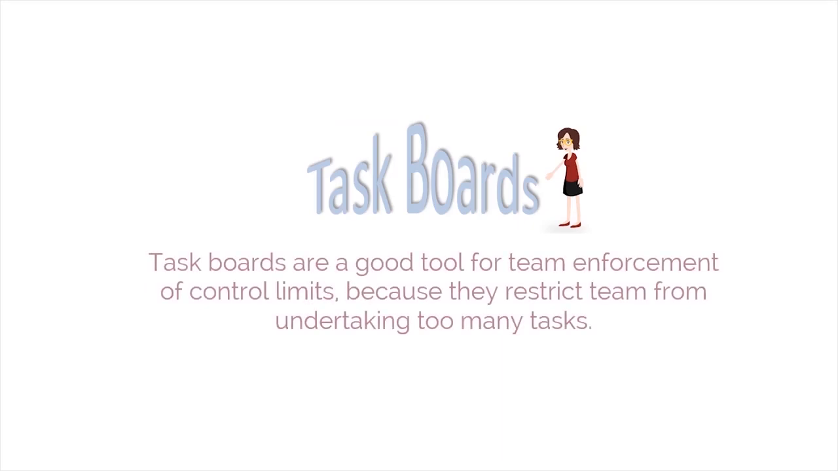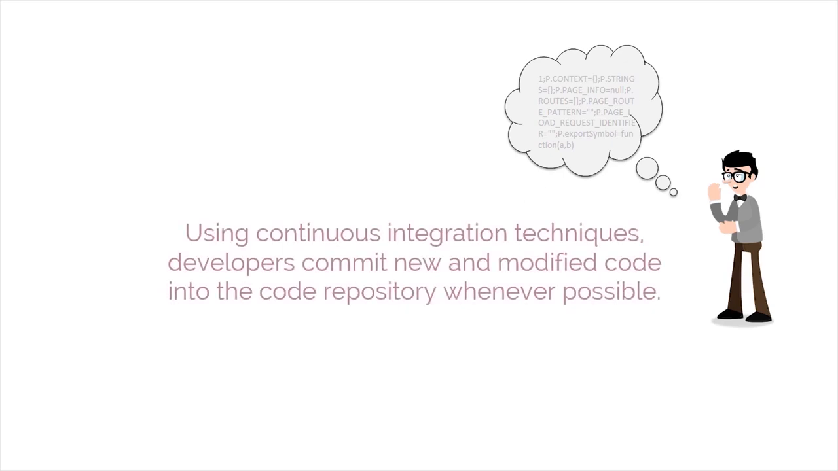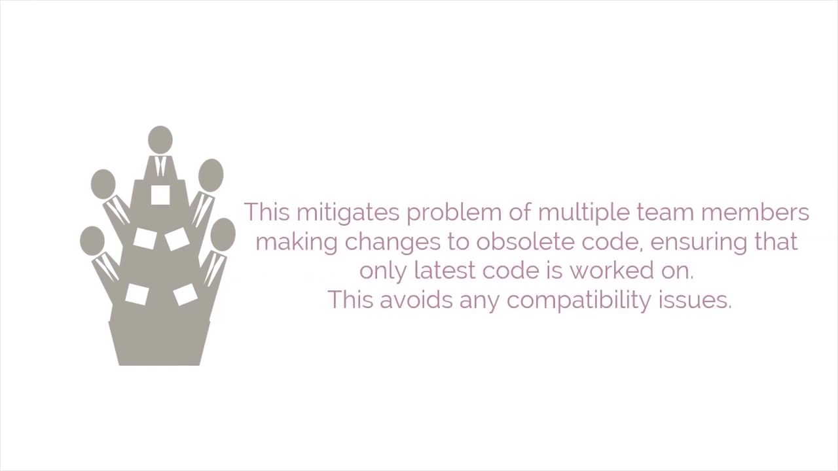Task boards are a good tool for team enforcement of control limits because they restrict the team from undertaking too many tasks. And using continuous integration techniques, developers commit new and modified code into the code repository whenever possible. This mitigates the problem of multiple team members making changes to obsolete code, ensuring that only the latest code is worked on. This avoids any compatibility issues.